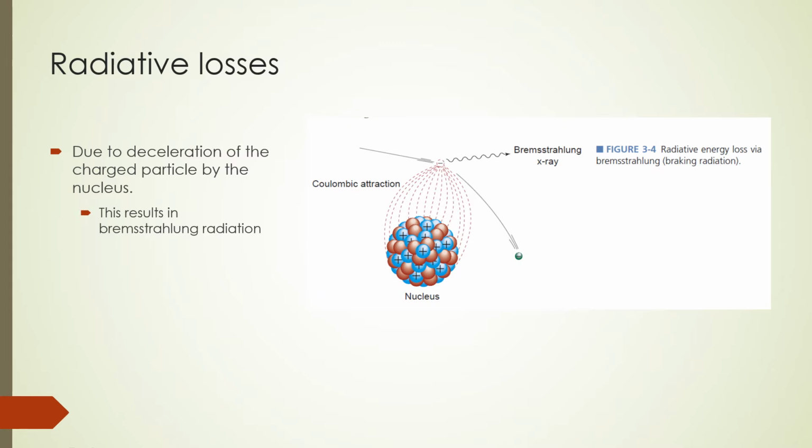This figure shows a charged particle producing Bremsstrahlung radiation as it interacts with the nucleus. In this interaction, the charged particle approaches the nucleus and is attracted by the positive charges in the nucleus. So if it's moving fast enough, it can keep traveling. If it's moving slowly, it eventually will crash into the nucleus. But during this interaction with the nucleus, it emits Bremsstrahlung radiation as its path is deflected.